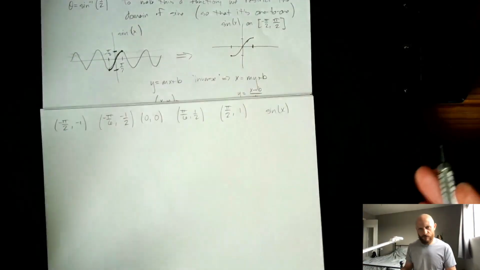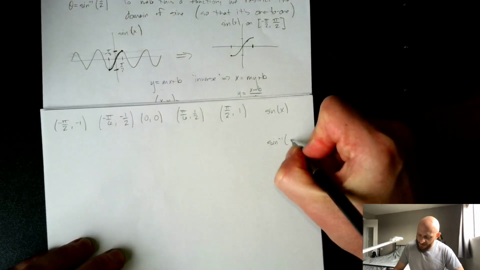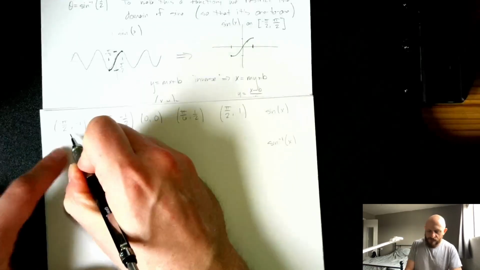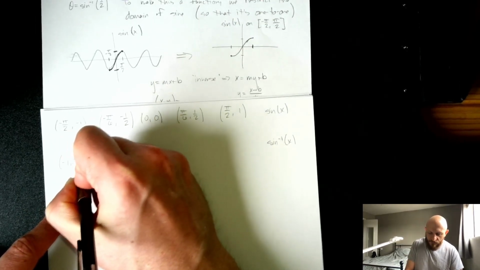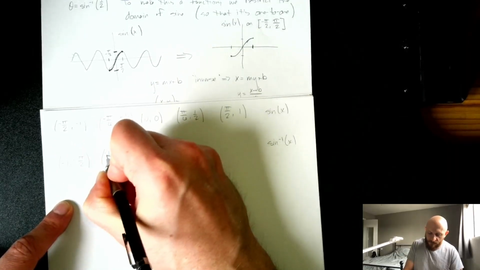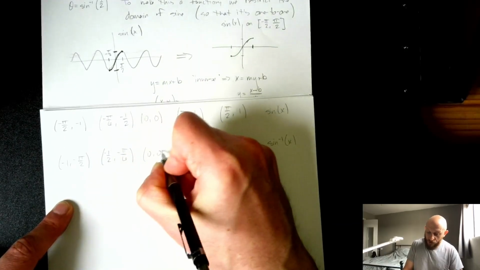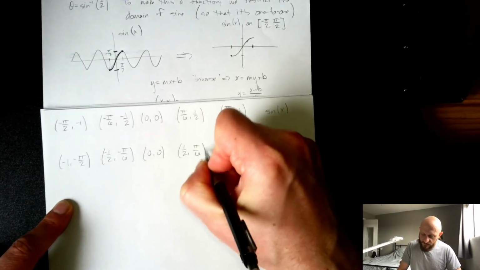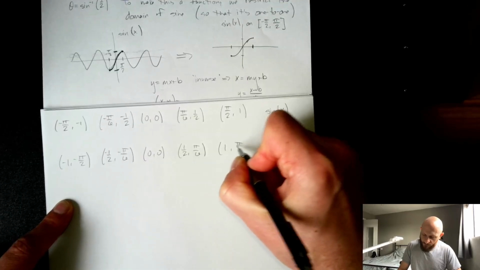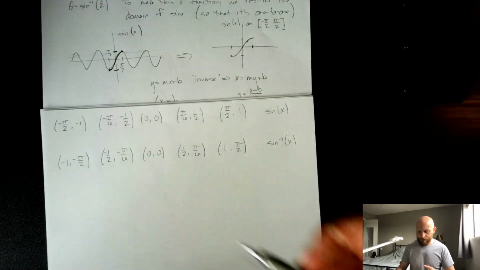And in particular, again, we're just restricting the domain. So what are the values that are hit by sine inverse of x? Well, just flip the x and y coordinates of these. So negative 1 comma negative pi over 2, that's one value. Negative 1/2 comma negative pi over 6. The origin, still. 1/2 comma pi over 6. 1 comma pi over 2. So these are all points that are being captured or touched by the inverse sine function.